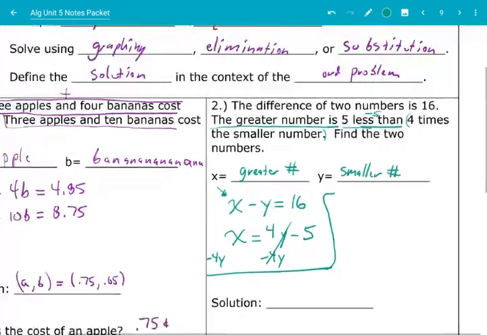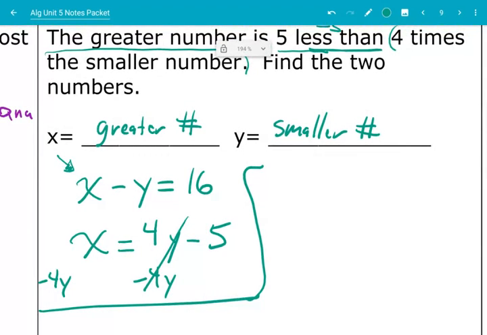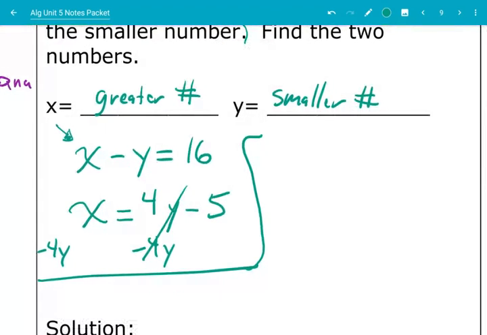And I'm going to zoom in and get smaller here. So let's see, I'm going to rewrite the top one, x minus y equals 16. And then I'm going to write the bottom one as minus 4y. You know what, I'm going to put x first. X minus 4y equals a negative 5. That's what was left over there.